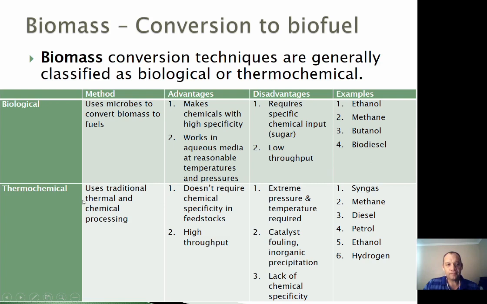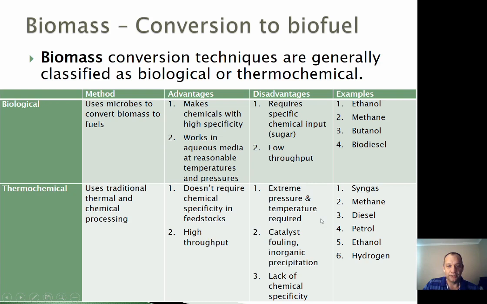Thermochemical methods mean that we use traditional thermal and chemical processing, and we'll talk about that in a little more detail. This doesn't require a lot of chemical specificity in feedstocks, which is a big advantage. You can use any type of lignocellulosic biomass in any kind of mixture, and depending on the thermochemical process, you can still make a lot of your biofuel. It can also be relatively high throughput in comparison to the biological route, but you do require very extreme pressures and temperatures, as we shall see.